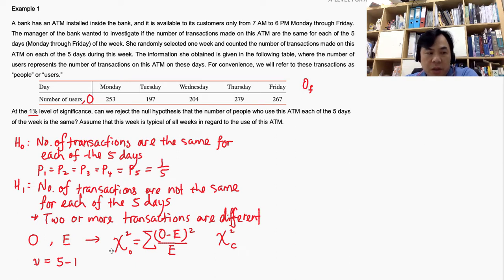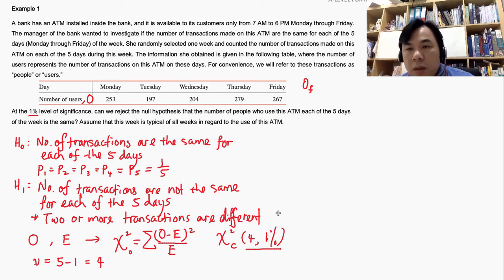The restriction is that the total frequency remains constant, so we cannot change the total frequency here. Therefore, we have to subtract off this restriction, and you have a degree of freedom equal to 4. So in order to calculate this critical chi-square, you need the degree of freedom plus the significance level. From there, you should be able to tabulate the critical chi-square value, and then we can make the informed decision.